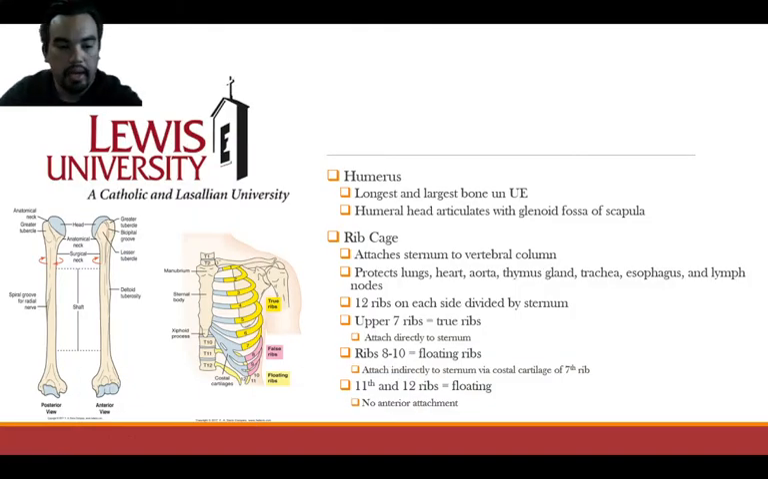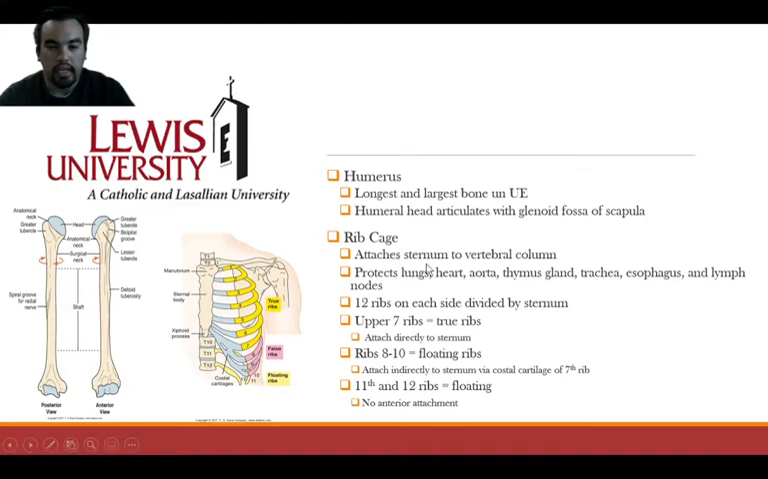So as we go back to our PowerPoint, we look at the humerus. And the humerus is the longest and largest bone in the upper extremity. And it has a humeral head that articulates with the glenoid fossa of the scapula. So just what I just showed you guys.